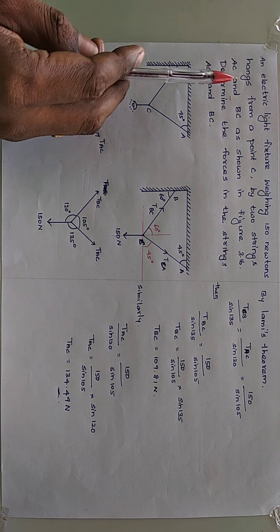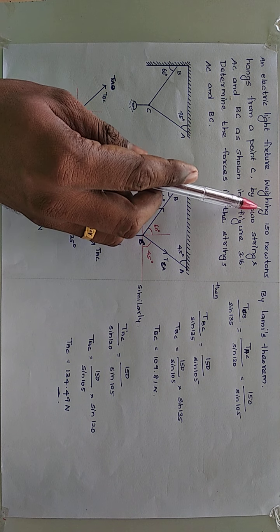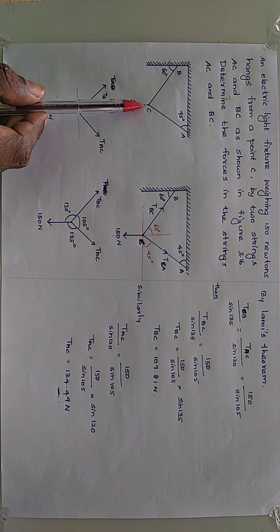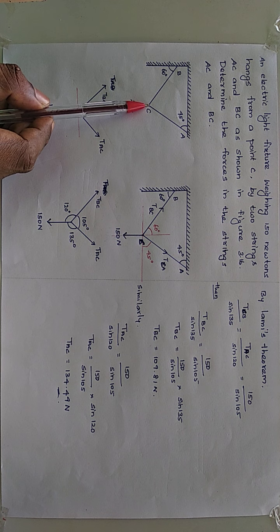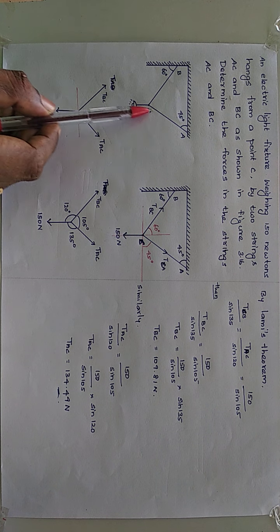So here, first read the problem. An electric light fixture weighing 150 newtons hangs from a point C by two strings AC and BC as shown in the figure. Determine the forces on the strings AC and BC. So the electric light is hanging here at the point C. It hangs by two strings BC and AC.